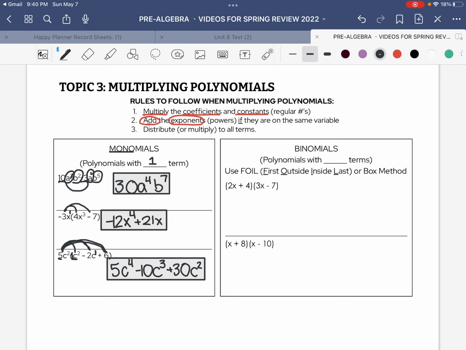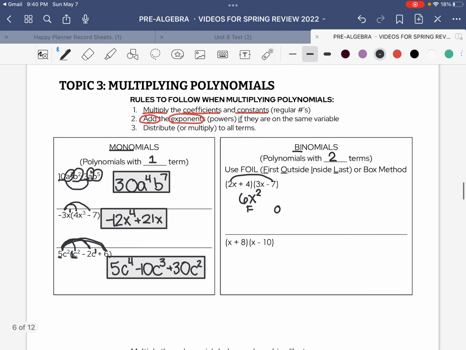The only difference with a binomial, bi means 2. So you will have to FOIL this out or use the box method. FOIL stands for first. So you multiply the first 2. 2 times 3 is 6. And x to the first times x to the first, 1 plus 1 makes 2. So that's x squared. Then the O stands for outside. So that's going to be basically the first one and the very last one. The ones on the outsides, basically.